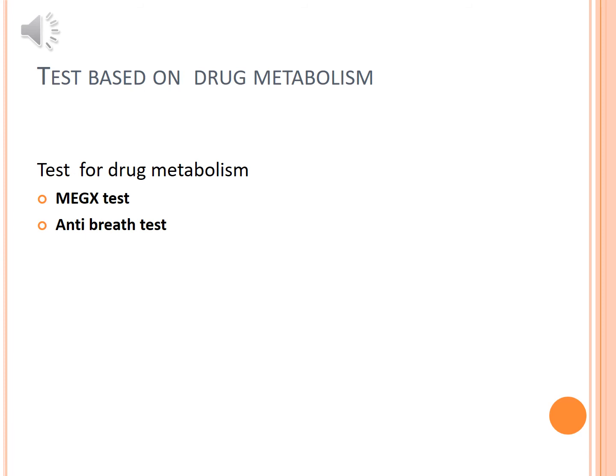And the next one, tests based on drug metabolism. The test for drug metabolism is the MEGX test. It is monoethylglycinexylidide. And the next one, the antipyrine breath test.